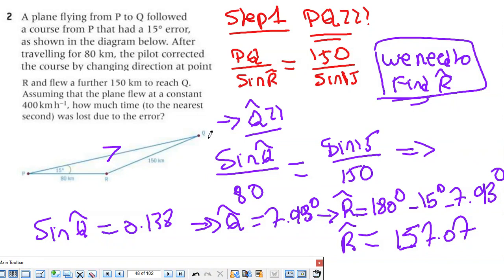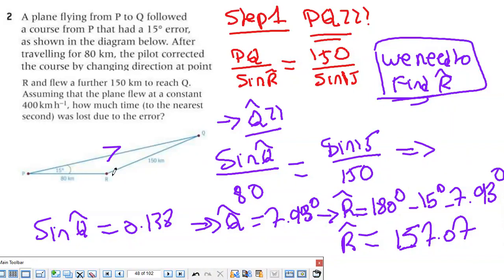So first step, I need to see what was the real distance that he should travel. So I need to find PQ. To be able to find PQ, I need to use the law of sines. So I have PQ over sine R is equal to 150 over, for example, sine 15. But do we have the angle R? We don't have the angle R. So first of all, we need to find the angle R.